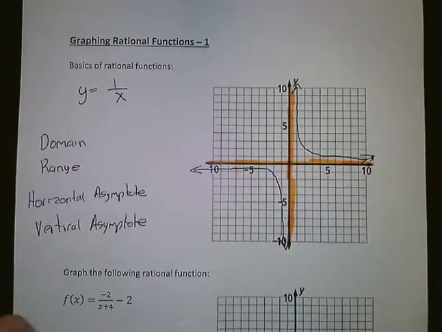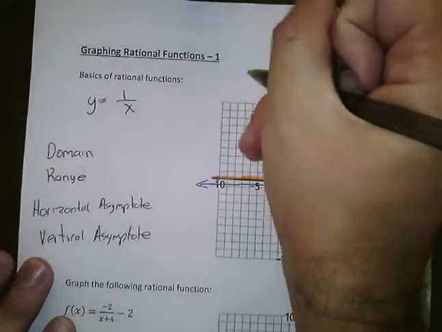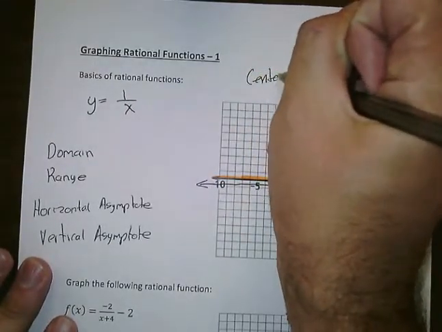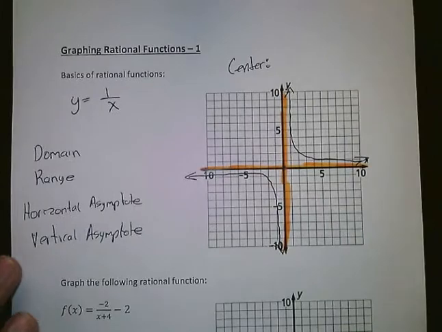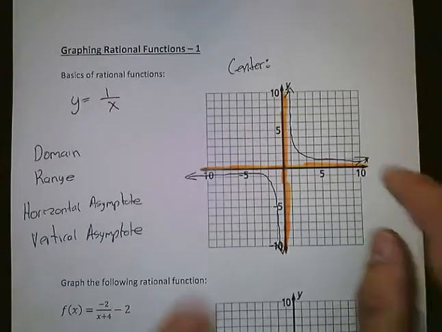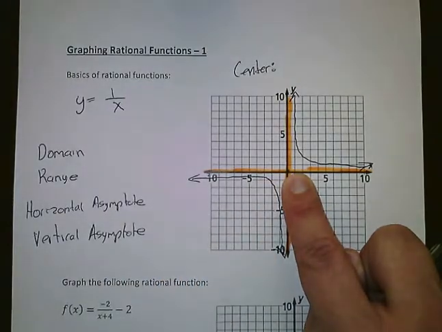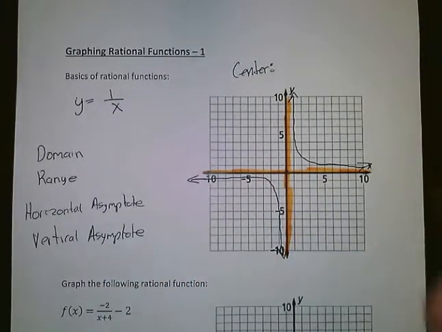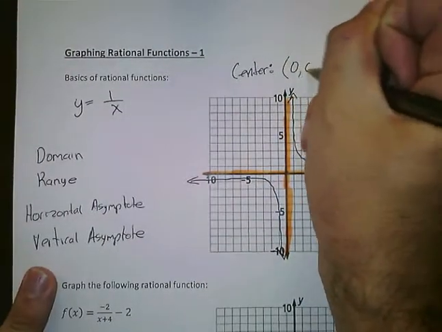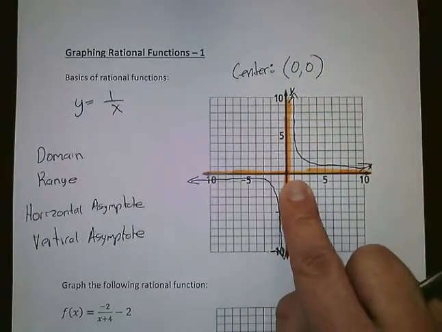Another point that's super important here, it doesn't really have a full mathematical term, but it's something I point out, is where the center is. You've got a branch up here, a branch down here, and there's a center point that everything is focused around, and currently it's at 0, 0. Now here's why that center point is important.